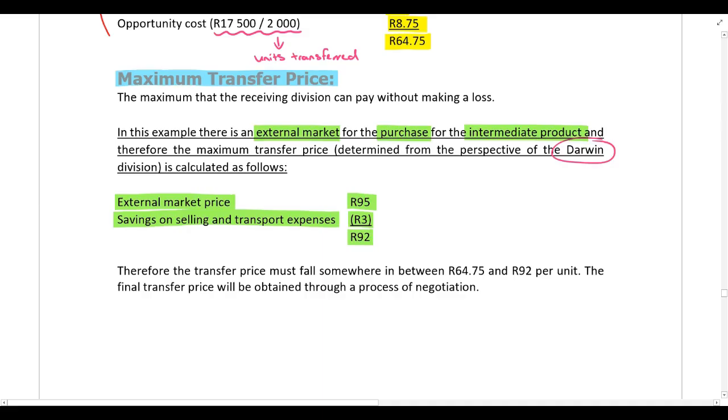So we've now calculated our maximum and our minimum transfer price. So we know that the transfer price must fall somewhere between 64.75 Rand and 92 Rand per unit. And the final transfer price will be obtained through a process of negotiation.